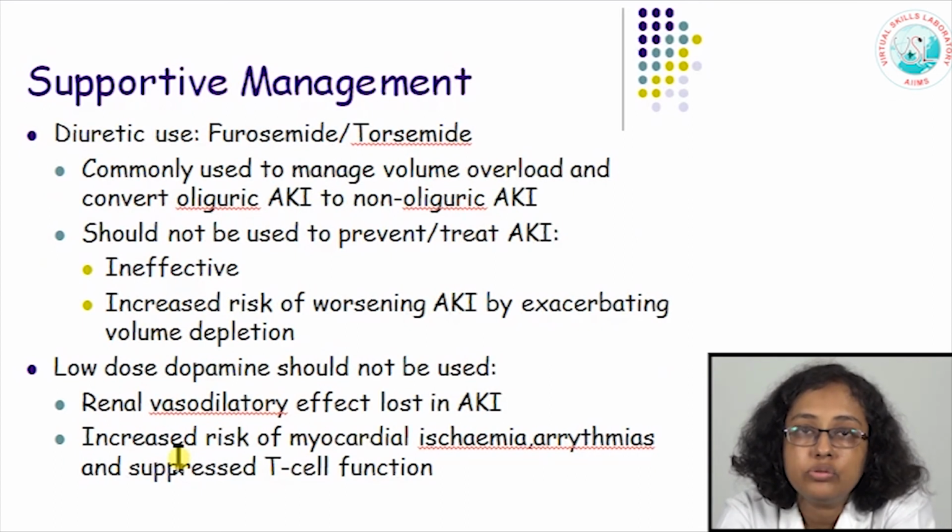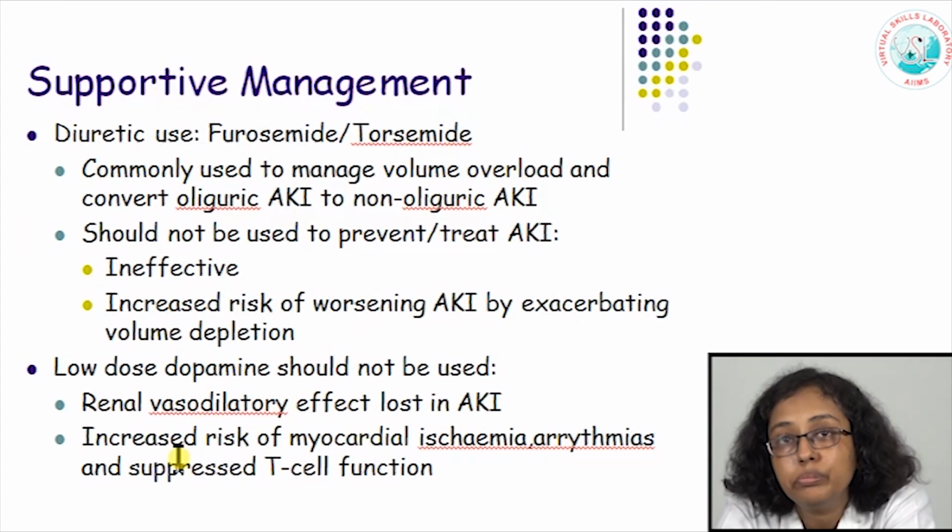In early days, people used to routinely use diuretics for converting an oliguric acute renal failure to non-oliguric acute renal failure, because if the urine output improved, then you could give more fluids and could manage volume overload.